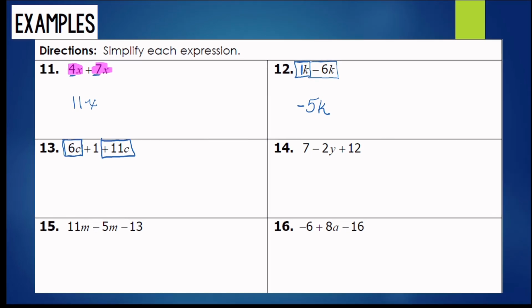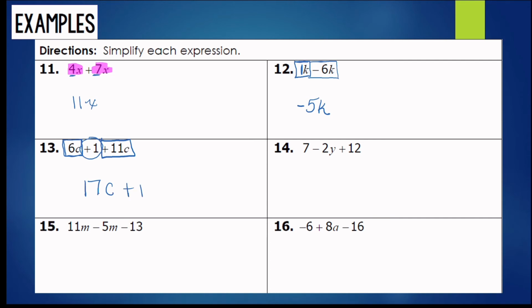What I'm doing here, ladies and gentlemen, is I'm putting the same shape around my like terms. Since this one here does not have the variable part, I'm going to give it a different shape. I'm going to circle it. By doing this, I'm able then to combine the shapes that are the same. So a 6 and 11 gives me a 17c plus 1. Do you see how I do this?